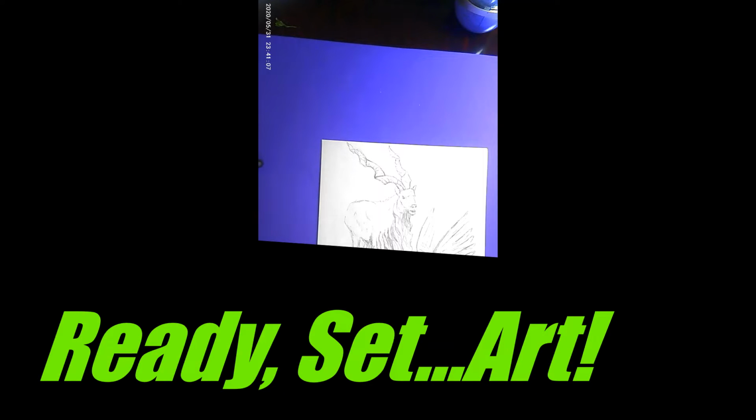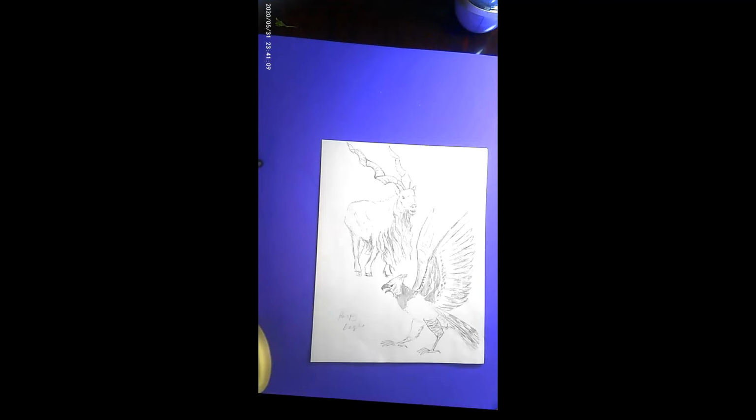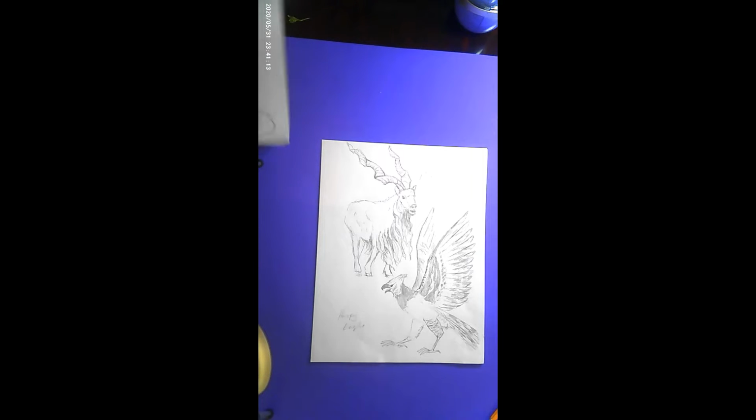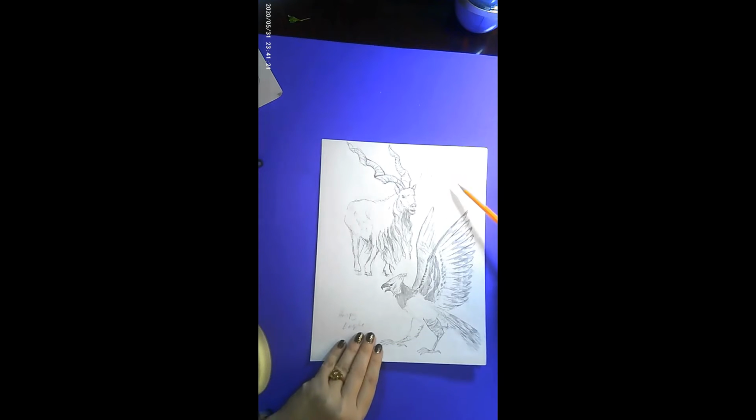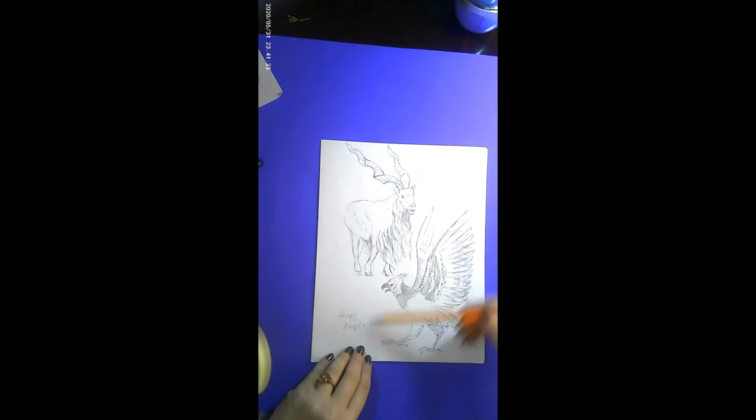Ready, set, art. Part two of strong animals. Strong animals. This is to prep us for our next assignment, which is the cubism animal. The cubism animal. And what we have here is a markhor and a harpy eagle.